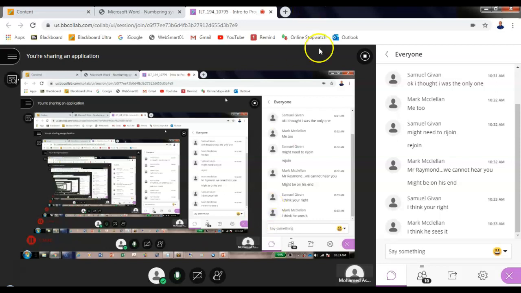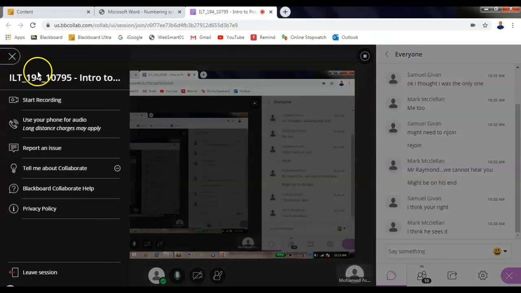Oh yeah. By the way, if you can't hear me and you're having problems with audio, you can click right here and you can use your phone for audio. This will give you a number and a PIN, and then you can use your phone for audio.